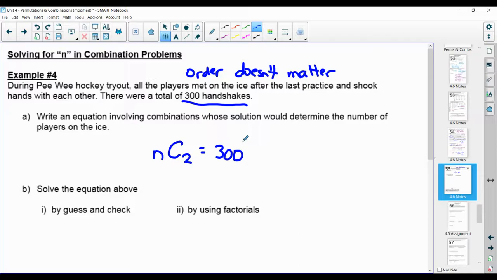All right. So there's often a mistake that's made where people will be so used to always just using the numbers that are given, and they'd write 300 choose 2 equals X. But that's not what the question's asking. We don't know how many people are on the ice, so we don't know how many people we're choosing from. We just know that we have 2 people and we're ending up with 300 handshakes.